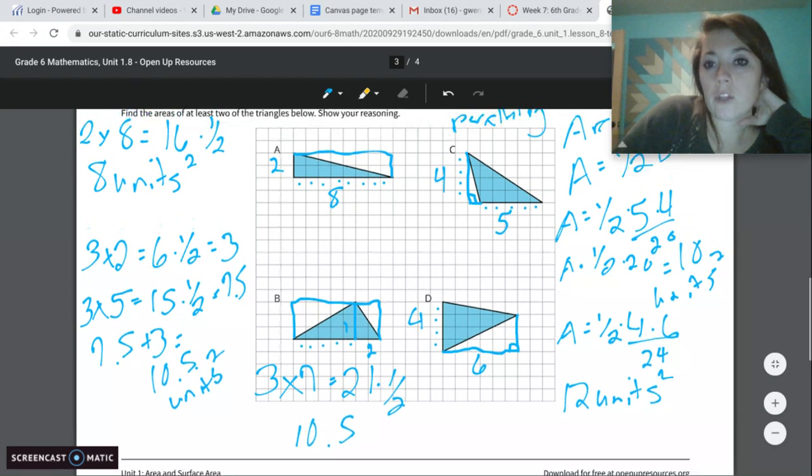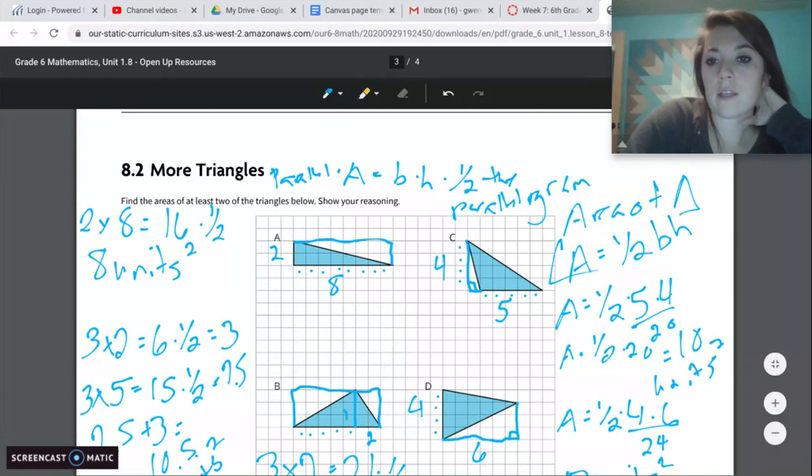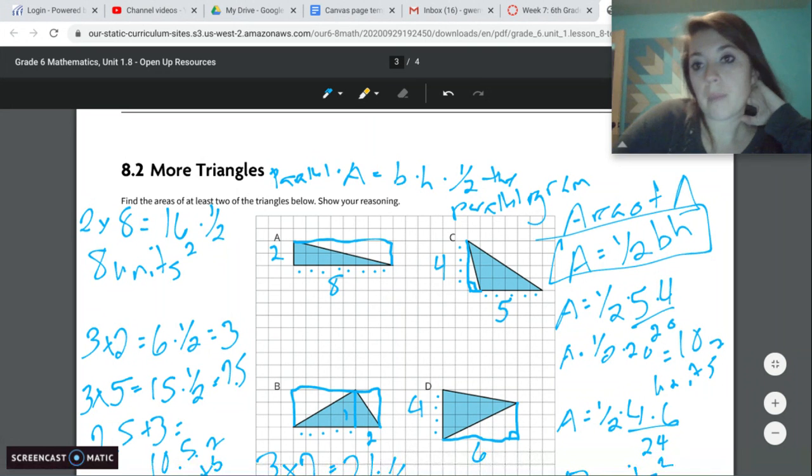So once again, your formula for area is this right here. Make sure you know that. It's something you should memorize. You should know the formula for finding the area of a triangle.